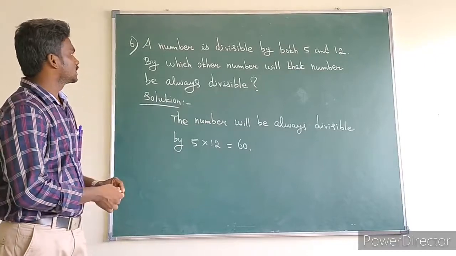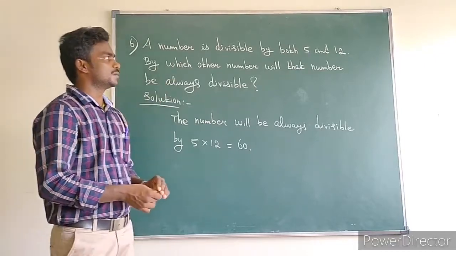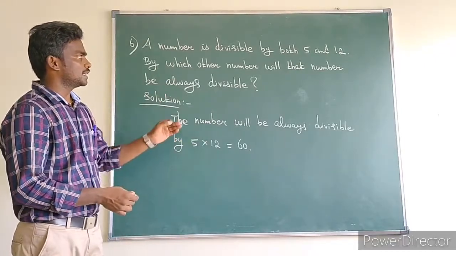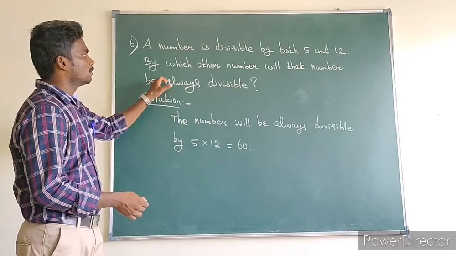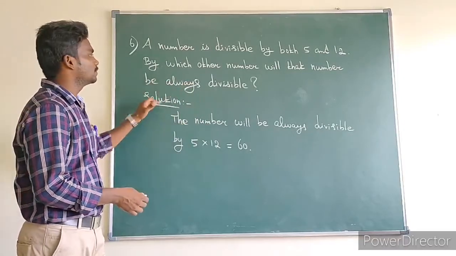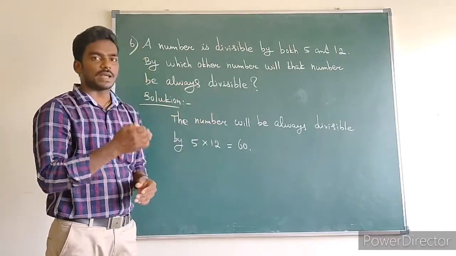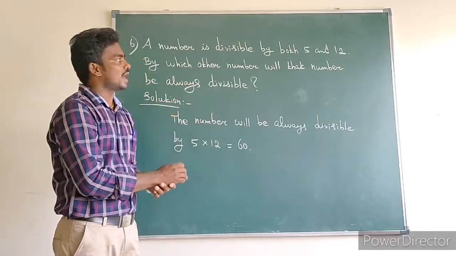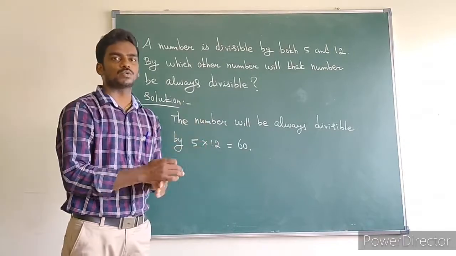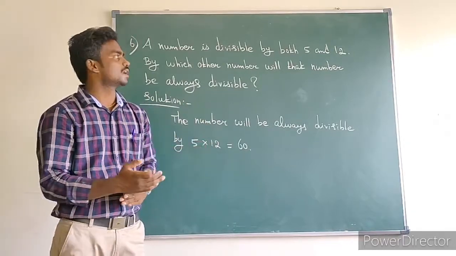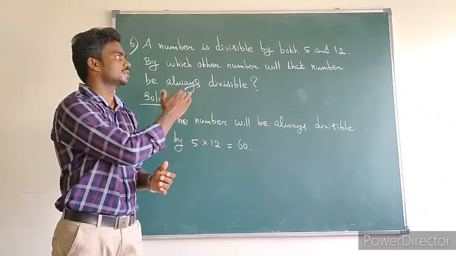So next, our sixth question. A number is divisible by both 5 and 12. By which other number will that number always be divisible? So a number is given, the number is divisible by 5 and also by 12. By which other number is it always divisible?